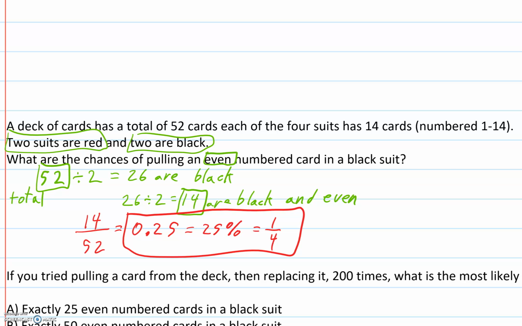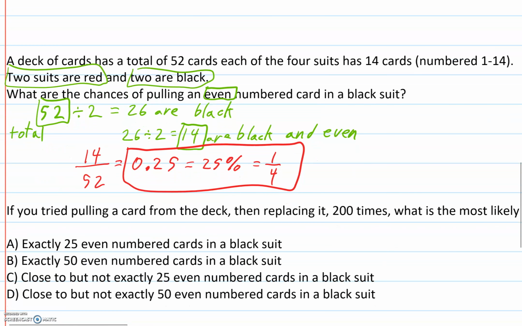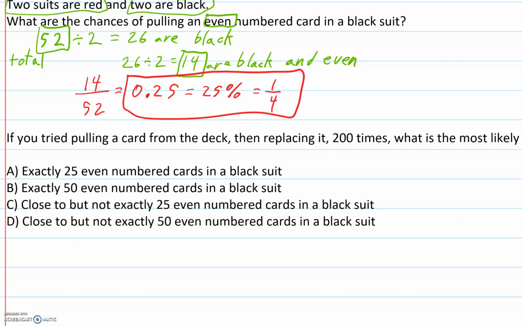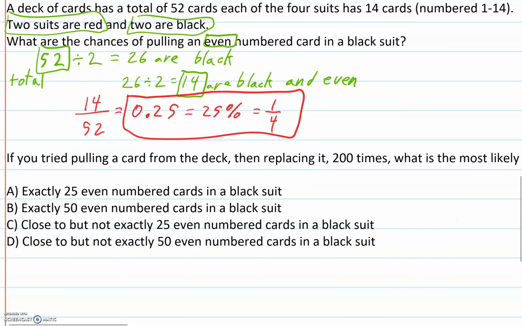We didn't do any testing. We didn't actually try it out. We just figured it out theoretically. That's the best way of figuring it out. But sometimes it doesn't work that way. In fact, usually you won't get exactly 14 out of 52 pulls will be that. So let's just imagine we tried it.